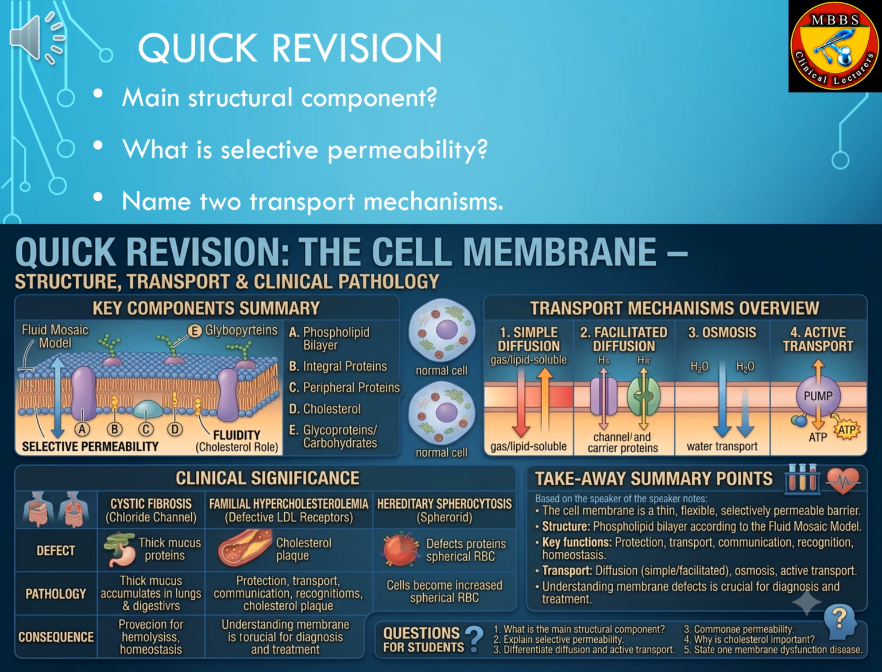Questions for students. What is the main structural component of the cell membrane? Explain selective permeability. Differentiate between diffusion and active transport. Why is cholesterol important in the plasma membrane? State one disease caused by membrane dysfunction.